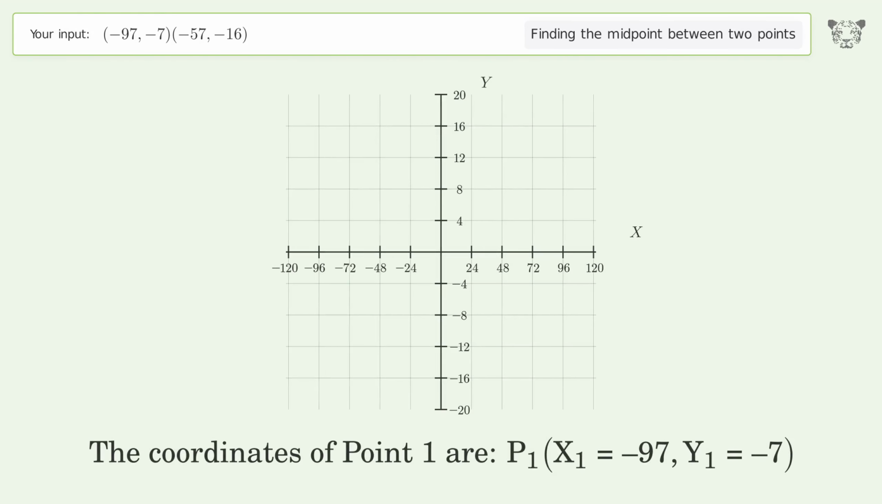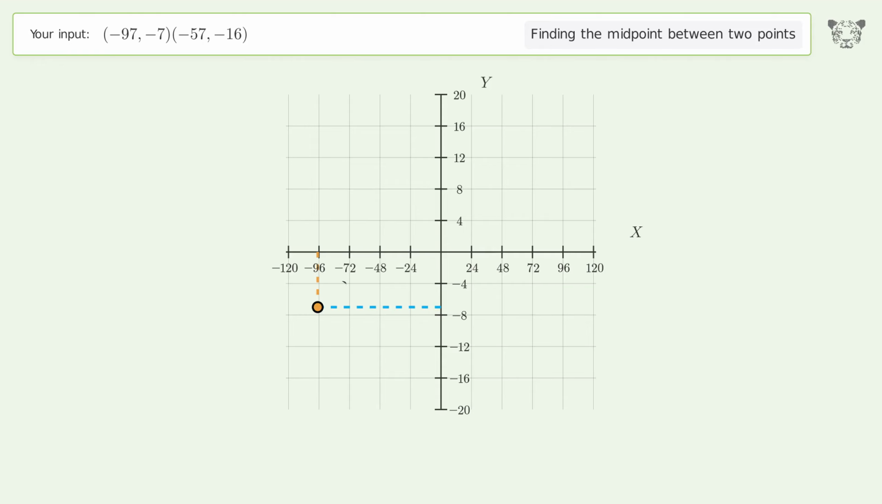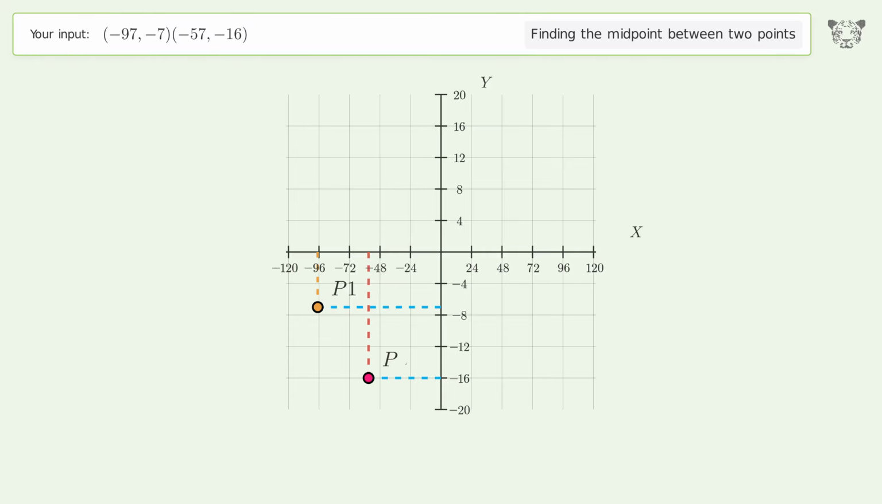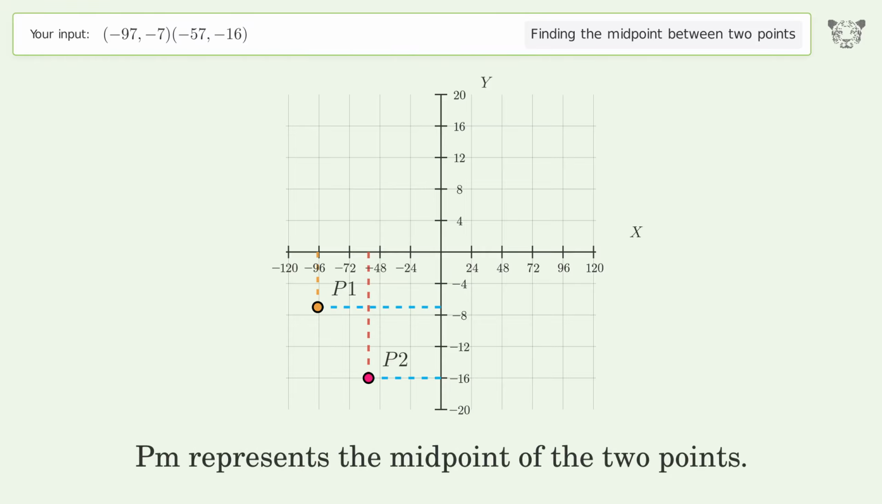The coordinates of point 1 are, x1 equals -97, y1 equals -7. The coordinates of point 2 are, x2 equals -57, y2 equals -16. PM represents the midpoint of the 2 points.